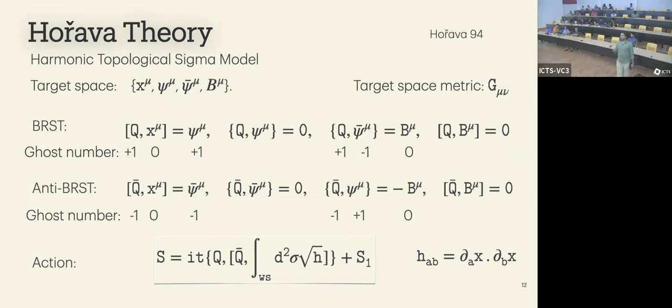And the action Horava proposed looks like this. Now you have square root h, where h is the induced metric on the target space, the small x. Now you take a Q bar commutator and then a Q anti-commutator, and it's a Q-exact action, right? And also an S1 term. I'll explain what S1 is. This is also a Q-exact term actually. But this is the term which is Q-exact, and with a T coupling, this is responsible for localizing to harmonic maps. That's the claim.